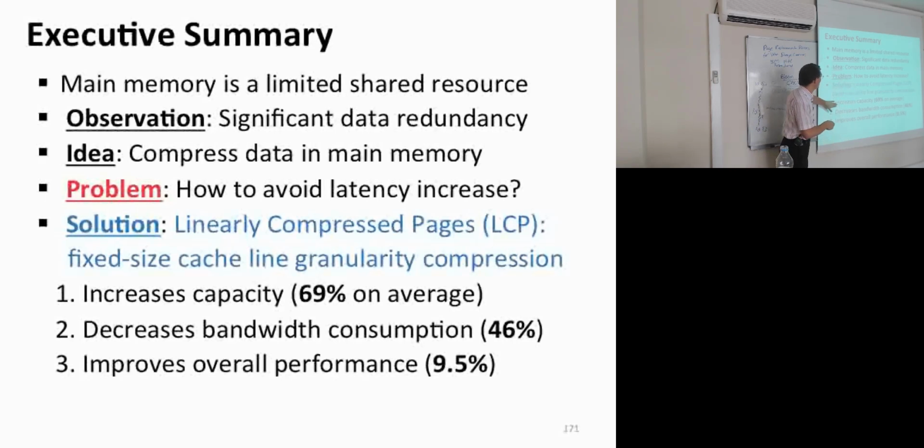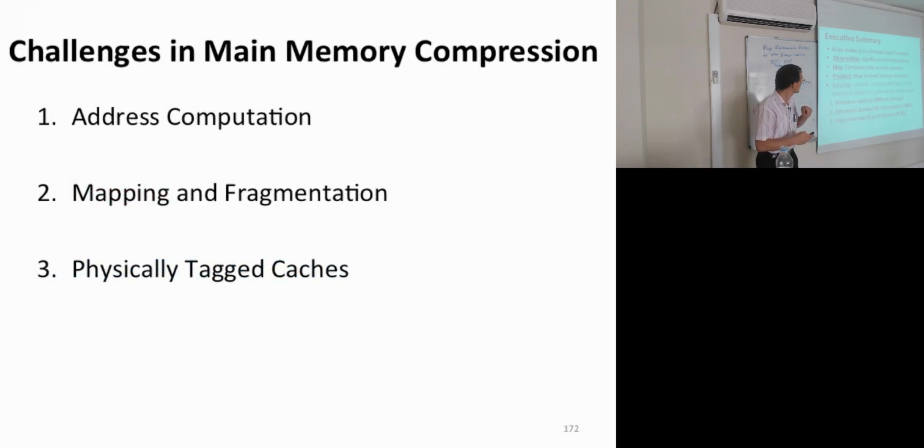So it turns out if you do this, you can get a compression mechanism that increases capacity 69% on average, decreases bandwidth consumption in main memory by 46% and improves overall performance by 10%. And we actually evaluated this with GPU applications also. There, the decrease in bandwidth consumption is about 50% and the increase in overall performance about 50%, because GPUs are bandwidth limited, and anything you do to reduce that bandwidth directly impacts performance.